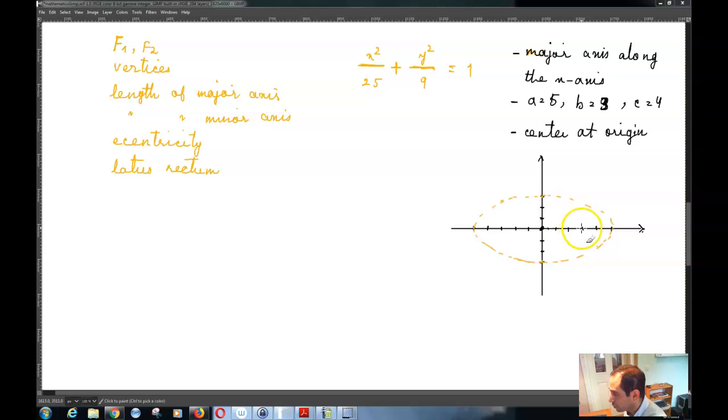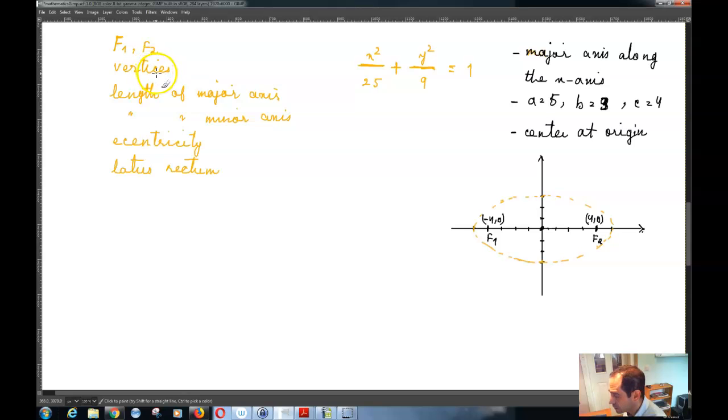So 1, 2, 3, and 4. This point over here is called F2, for example. 1, 2, 3, and 4. This is F1. This is negative 4 comma 0. This is 4 comma 0. So your foci are at these two points.